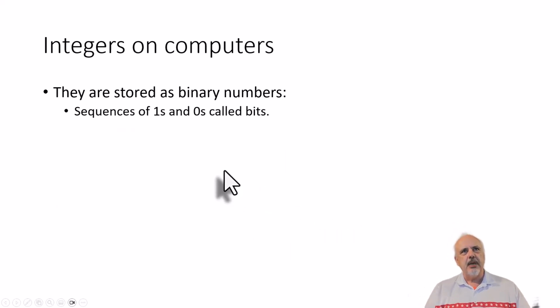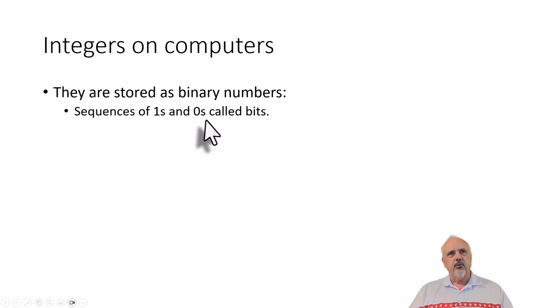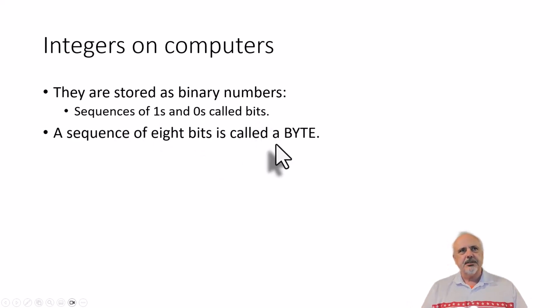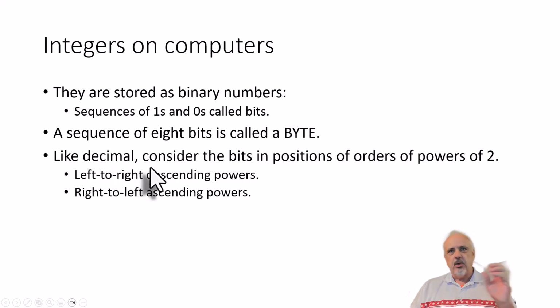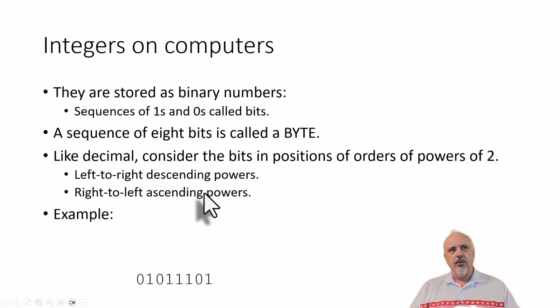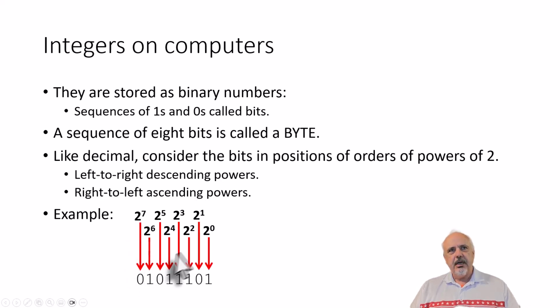Integers are stored as binary numbers, and it's a sequence of ones and zeros called bits. A sequence of 8 bits is called a byte. Like decimal, there are bit positions that are going to be orders of powers of 2. As an example, left to right, they're going to be descending powers, and then right to left, ascending powers. So let's focus on right to left.